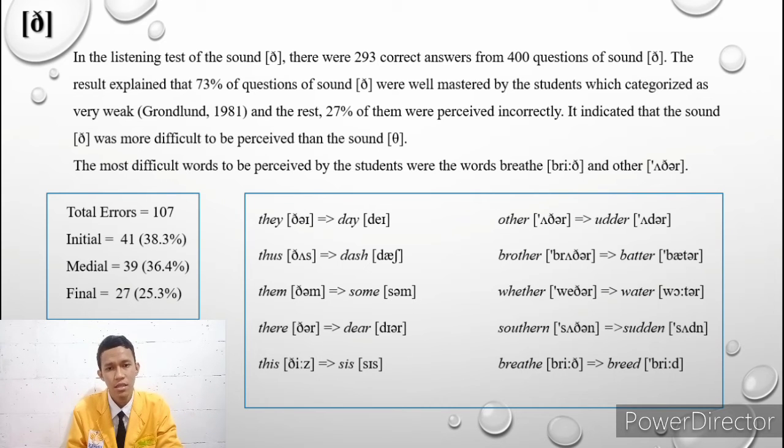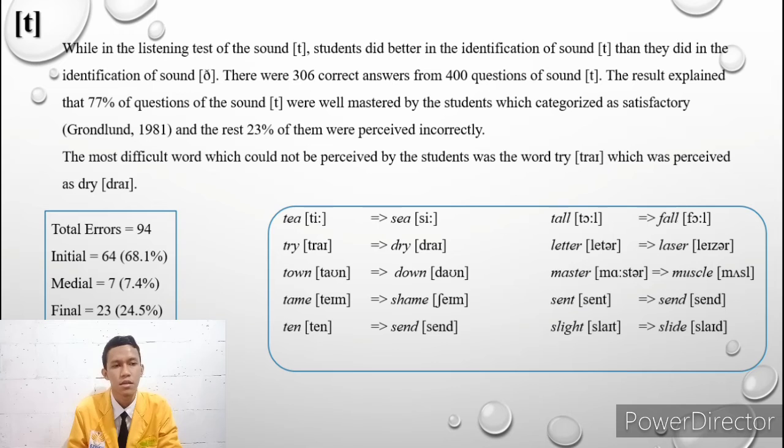Well, in the listening test of the third sound, students did better in identification than they did in the identification of the previous sound. The result explained that 77% of questions of the sound th were well mastered by the students, categorized as satisfactory. The most difficult word which could not be perceived by the students was the word try, which was perceived as dry. The total errors are 94: 64 in the initial, 7 in the middle, and 23 in the final.